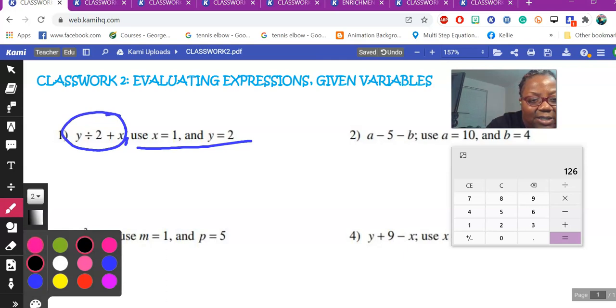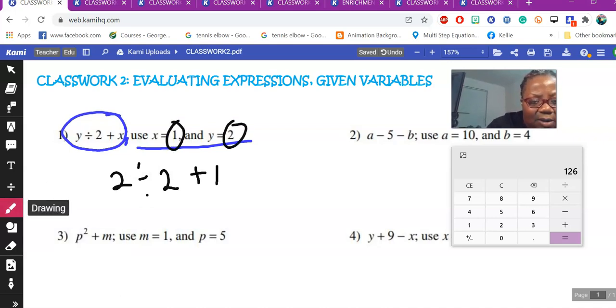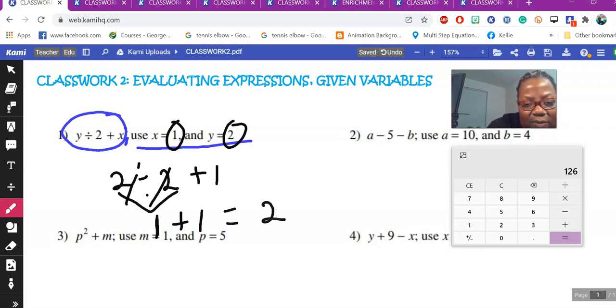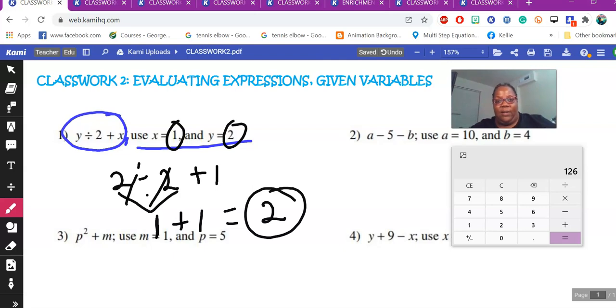So if I rewrite this, y divided by 2 plus x, it would look like 2 divided by 2 plus 1, because I'm plugging in the numbers here, right? Do this order of operations style. 2 divided by 2 is 1. Bring down your rest. 1 plus 1. Final answer here is 2. Let's practice a few more of those that are the harder ones. Let me take a look around and see what we got.